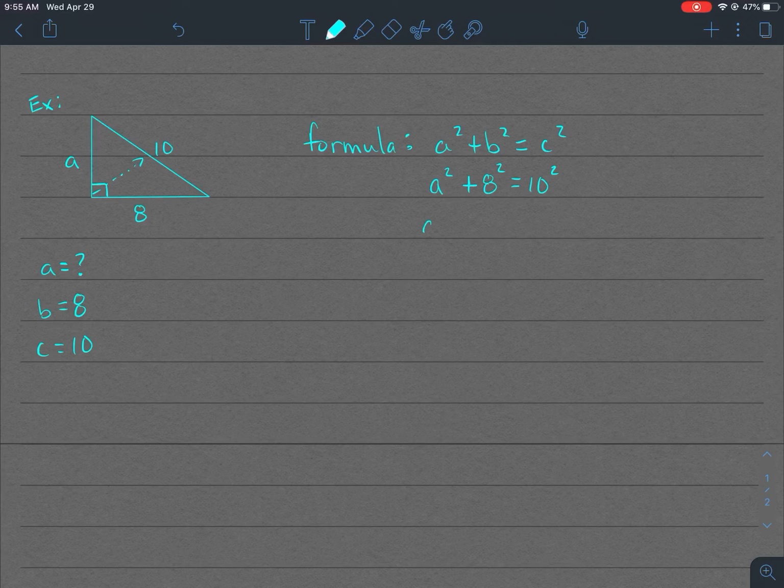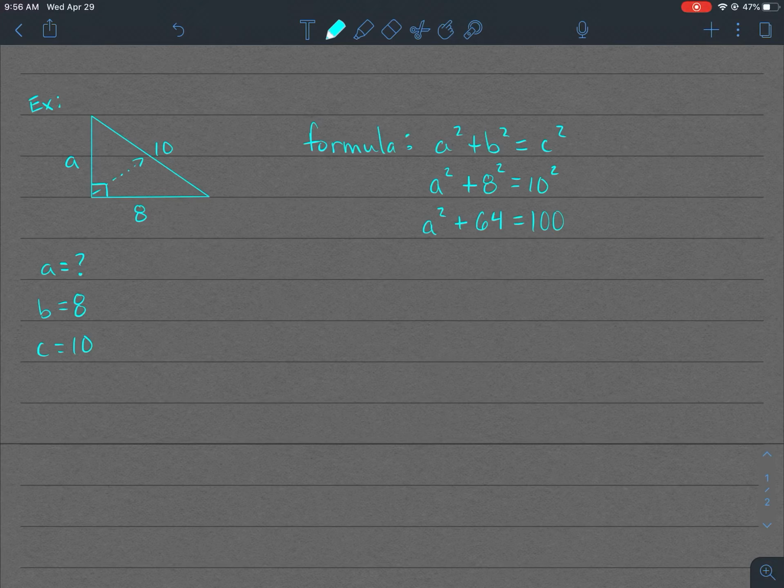All right, now let's solve it. A squared stays A squared. Plus, what's 8 squared? 8 squared is not 8 times 2, so it's not 16. 8 squared means 8 times 8, and 8 times 8 is 64. And then what's 10 squared? Well, 10 squared is not 10 times 2, so don't put 20. 10 squared is 10 times 10, and 10 times 10, we all know, is 100.